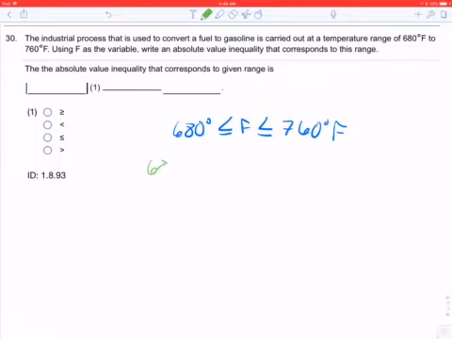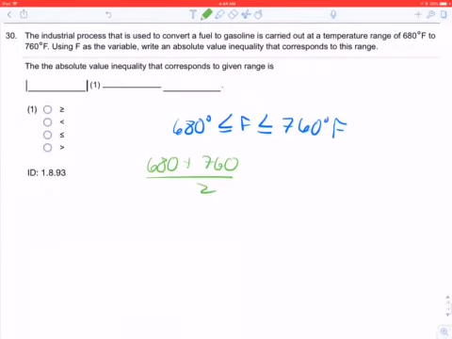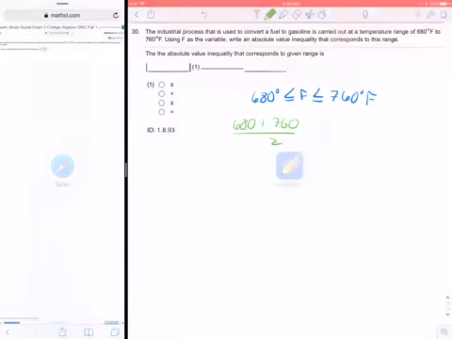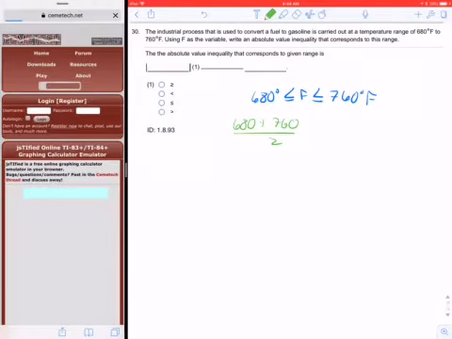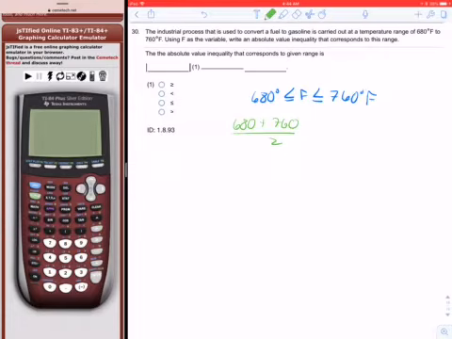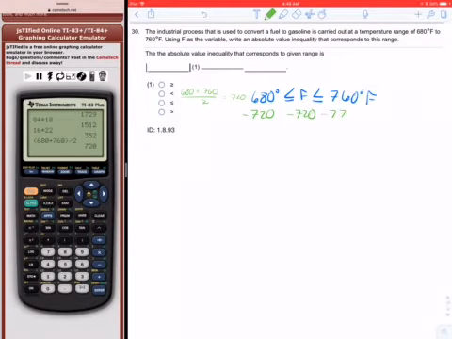We're just going to take the average of these two: 680 plus 760, divided by 2. That gives 720, so that's the midpoint. So let's subtract 720 from all the parts. We're going to say minus 720, minus 720, and minus 720.